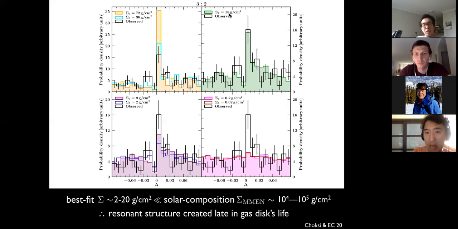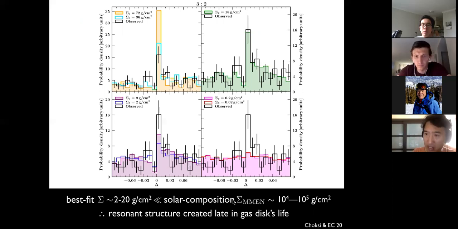This was derived assuming a disk decay time of 10^5 years. If you allow the disk to go away over 10^6 years, then this initial surface density has to go down in proportion. So instead of 18, it's 1.8 grams per square centimeter. We can try to put this into context. 2 to 20 grams per square centimeter is our preferred value. This is very small compared to a solar composition, minimum mass reconstruction of a disk.